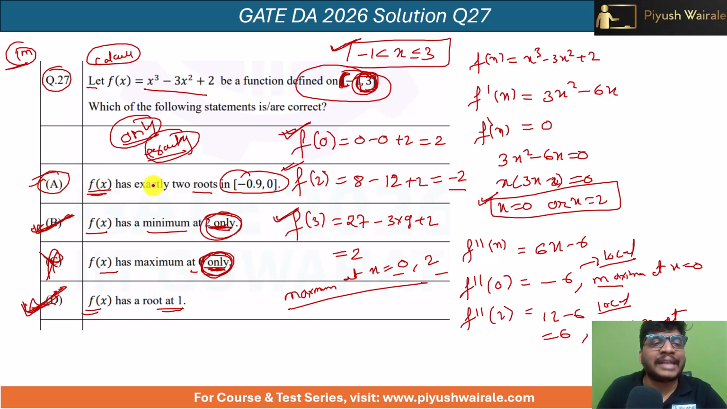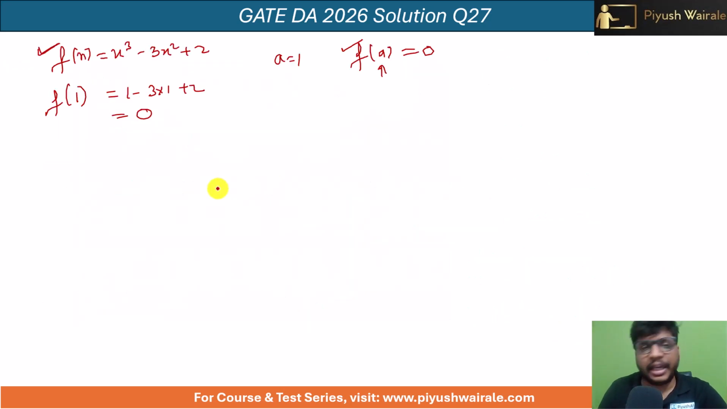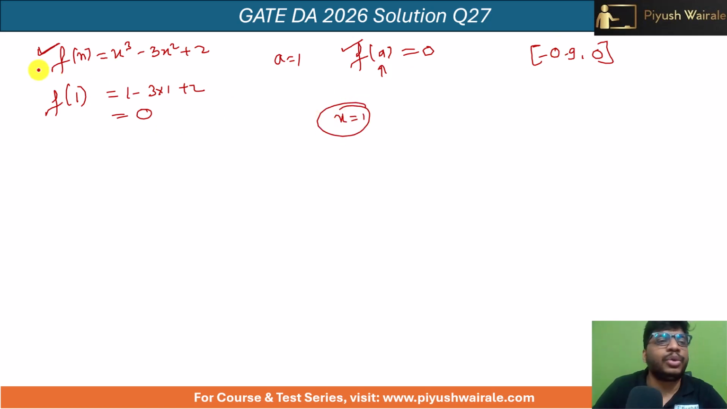f of x has exactly 2 roots in this particular interval. Let's see how to solve this particular case. We have the interval minus 0.9 to 2.0. And we know that x equals to 1 is basically one of the roots of f of x. And you can see the highest power is 3, so this function has 3 roots here. One of the roots is x equals to 1, right?